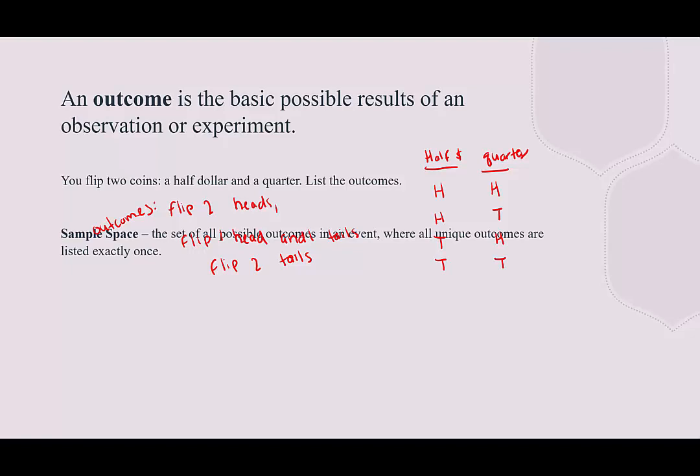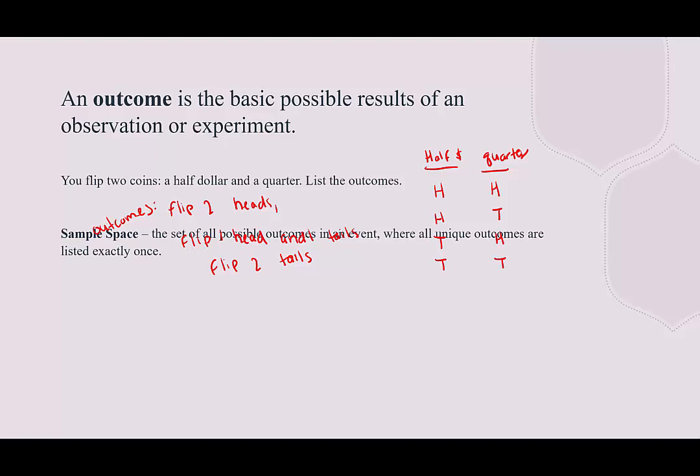Next up, we have sample space. Sample space is the set of all possible outcomes in an event where all unique outcomes are listed exactly once. So in my outcomes, I listed what could happen, but not necessarily with order mattering. Does it matter whether the half or the quarter is the one that's a head or a tails? It does affect the probability, because the probability of having one of each is 50%, whereas the probability of both heads is 25% for each one.